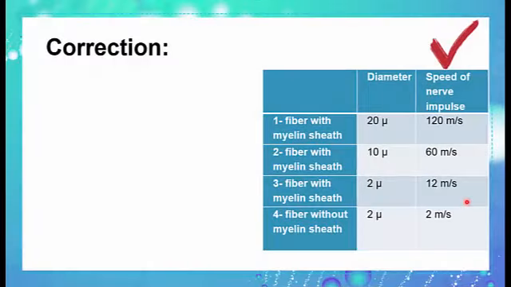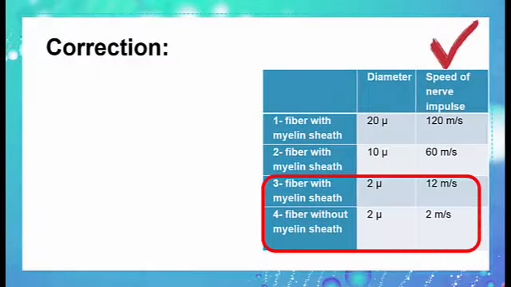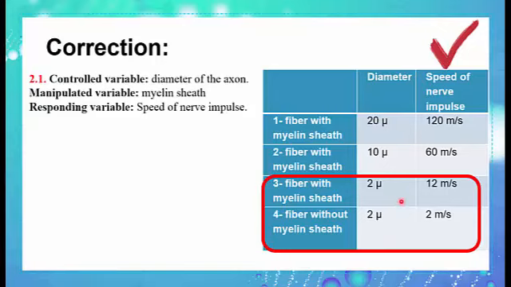For the second question, we have to talk only about experiments 3 and 4, for the fiber with myelin sheath in the third experiment and without myelin in the fourth experiment. They both have the same diameter, which is 2 micrometer, but the speed is different. The controlled variable is the variable which is constant in both experiments, which is the diameter of the axon. It's 2 micrometer in both experiments.